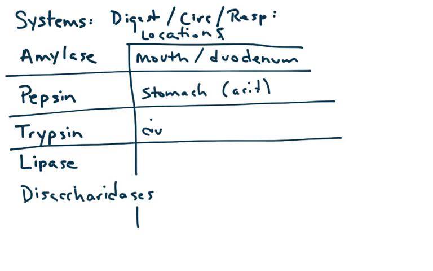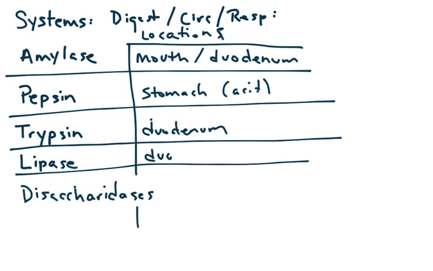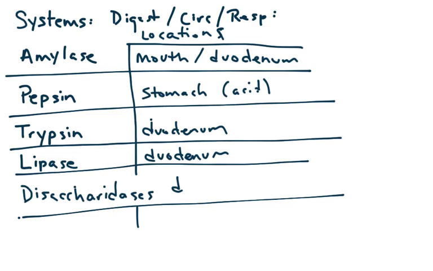Trypsin, you find it in the duodenum. Lipase in the duodenum. And disaccharidases in the duodenum.